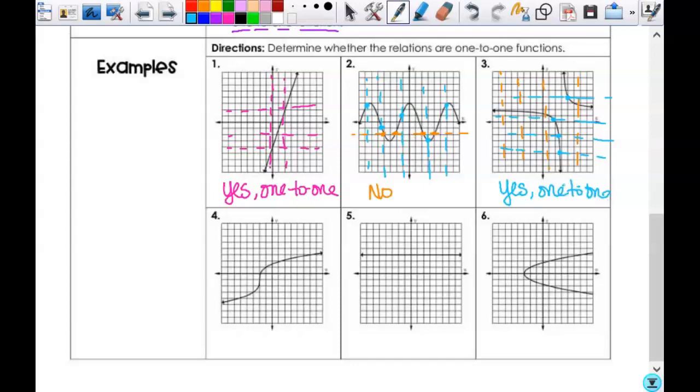Here, this is a vertical line test. Yes, this is a function, right? It's a cube root function. And then horizontal line test, it passes that as well because that inverse would just be the cubic. So this is yes, 1 to 1.